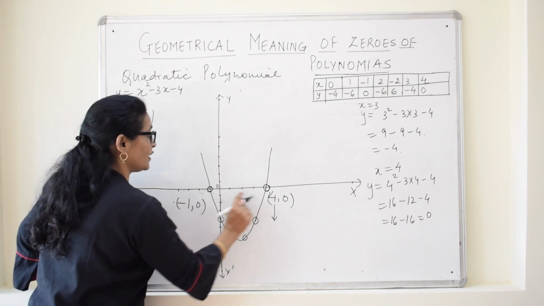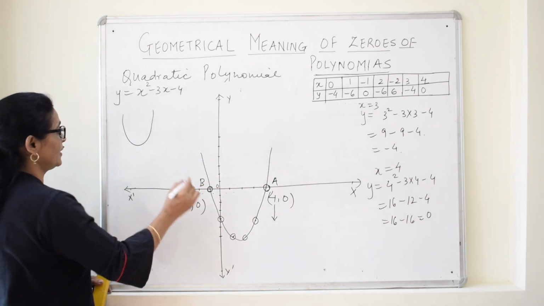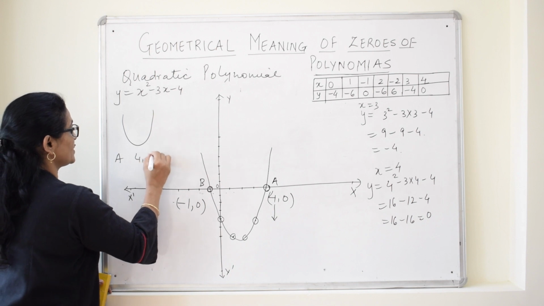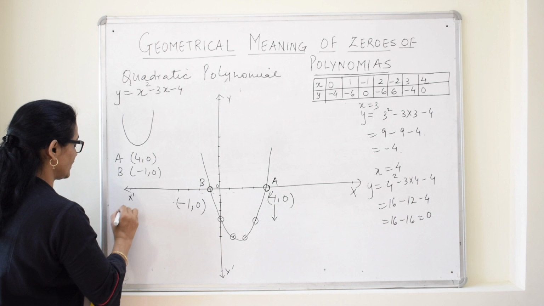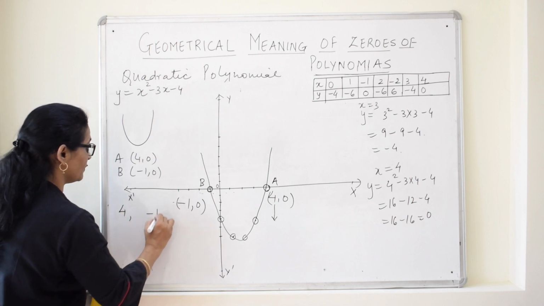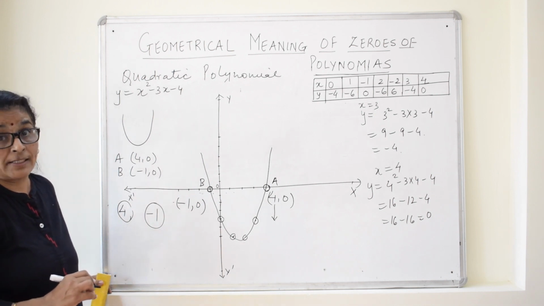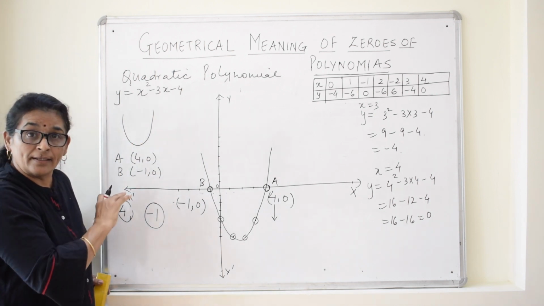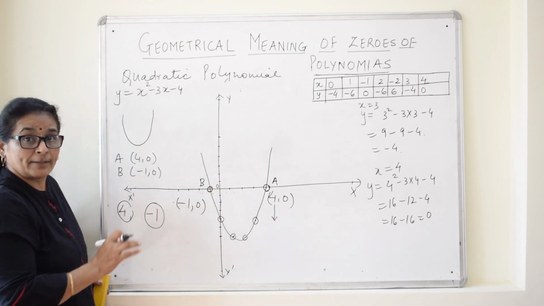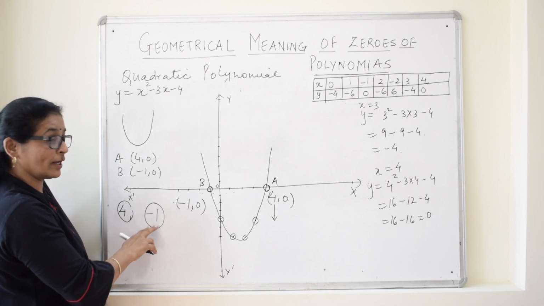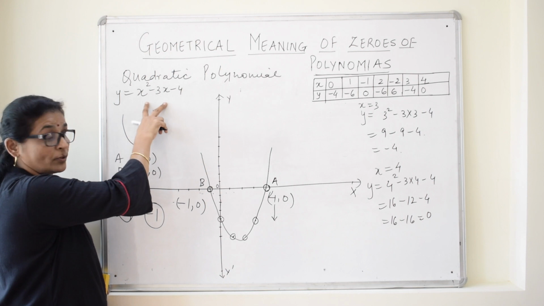So here there are 2 points. Let's give the names A and B. So point A is 4, 0 and point B is minus 1, 0. So what is important? 4 and minus 1. So there are 2 zeros of this polynomial, 4 and minus 1. So what we have seen algebraically or geometrically, we can say the zeros of the quadratic polynomial are 4 and minus 1 for the quadratic polynomial x square minus 3x minus 4.